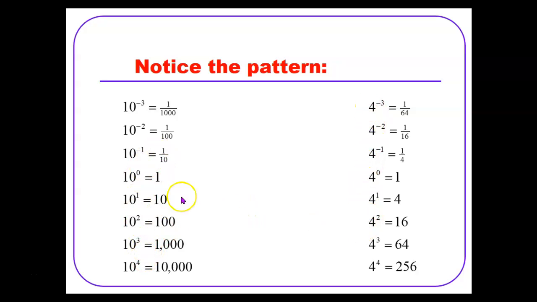And the same sort of pattern works with powers of any other number. I just used 10 for an example, but I could use 4. Every time the power goes up by 1, you multiply by 4. Every time it goes down by 1, you divide by 4. So 4 to the 0 power is 1. 4 to the negative 1 power is 1/4. 4 to the negative 2 power is 1/16. So it's 1 over what 4 to the positive 2 power would be, and so on.